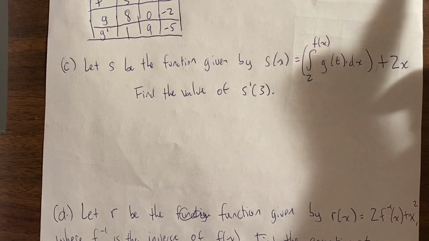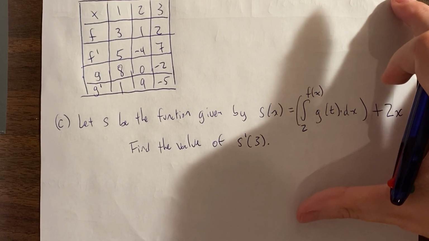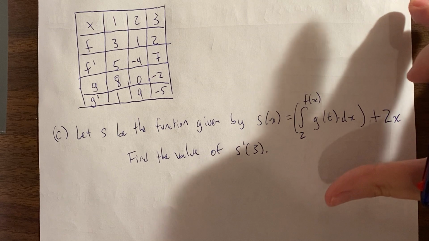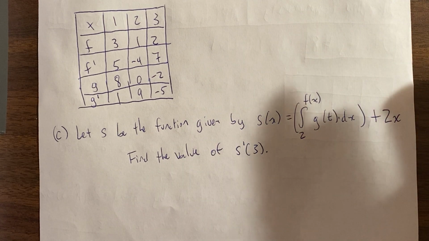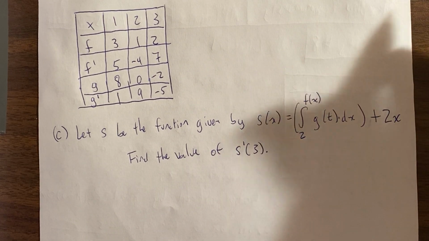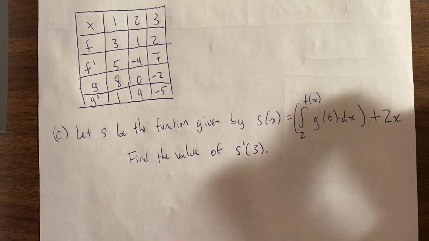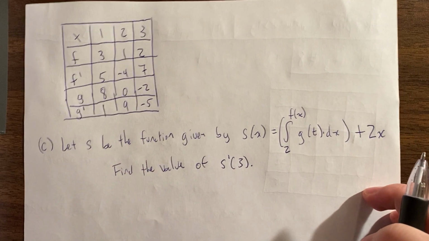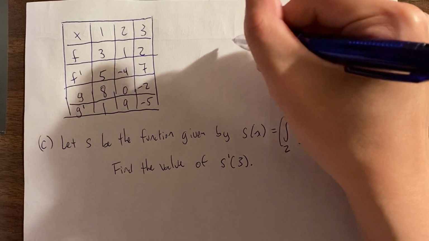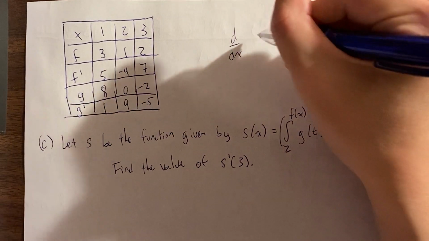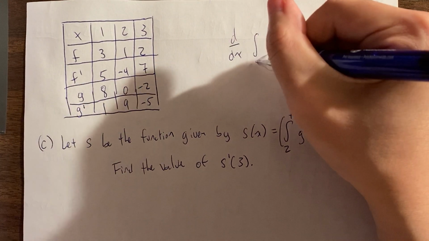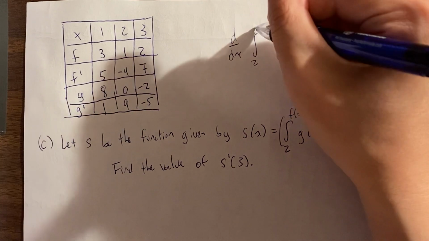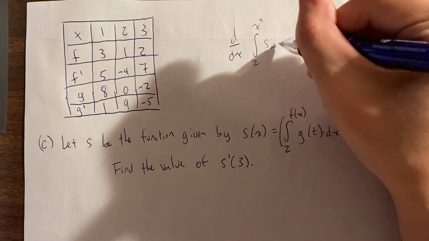So now we're on the back. Not too bad as well. I redrew the table so that we don't have to keep flipping back and forth. This question is probably the easiest question of this free response, in my opinion. So let's review a little bit of the fundamental theorem of calculus part 2. Let's say we're taking a derivative of an integral, for example, the integral from 2 to x squared of sine of t dt.